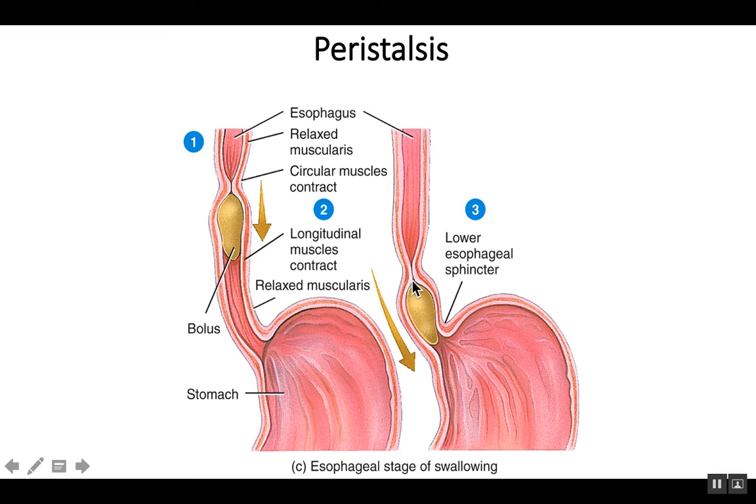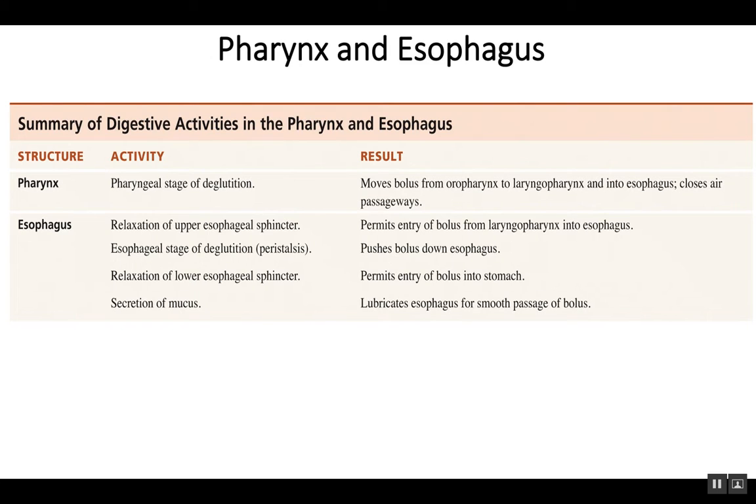If it doesn't relax, guess what? That bolus is going to be sitting there, and it causes kind of a distension of that esophagus, which can cause a little bit of chest pain. Or it doesn't close back up after the bolus enters. If it doesn't close back up, you could have stomach acid leaking up into this esophagus, which also would cause chest pain. We call it heartburn. So that lower esophageal sphincter has been known to cause some problems in certain individuals.